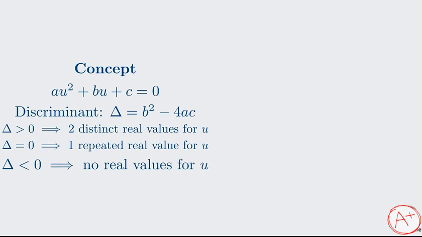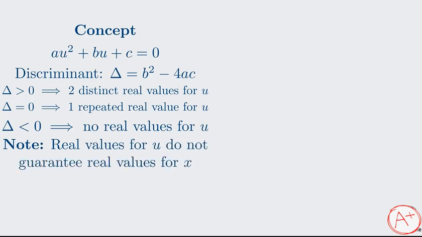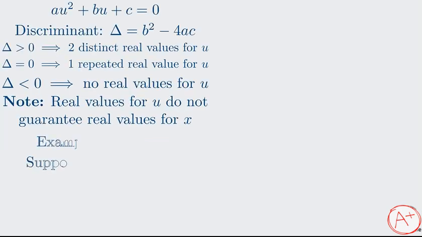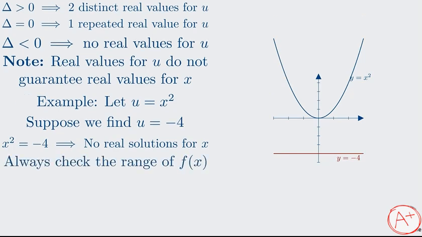However, here is a critical Cambridge-level observation. Real values for U do not guarantee real values for X. Even if U has real solutions, X might not exist. For example, if you are using the substitution U equals X squared, and your calculation gives you U equals -4, then X squared equals -4, which has no real solutions. In this scenario, the quadratic in U has a real solution, but the original equation in X does not. Always consider the range of your substitution function, such as X squared or the square root of X, when interpreting your results.